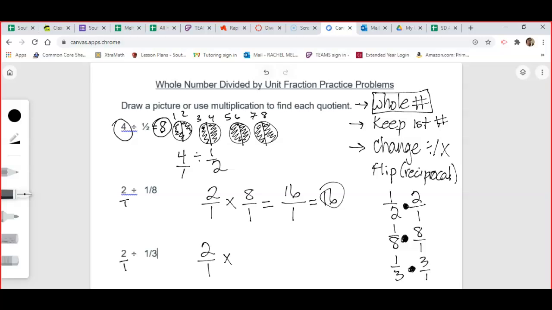And my last step is to flip, or to get my reciprocal. So what's the reciprocal of 1/3, everybody? 3 over 1. Okay, and then everybody, what's 2 times 3? 6. And 1 times 1? 1. And 6 divided by 1 is 6. Okay, it is easy once you get the hang of it, isn't it?